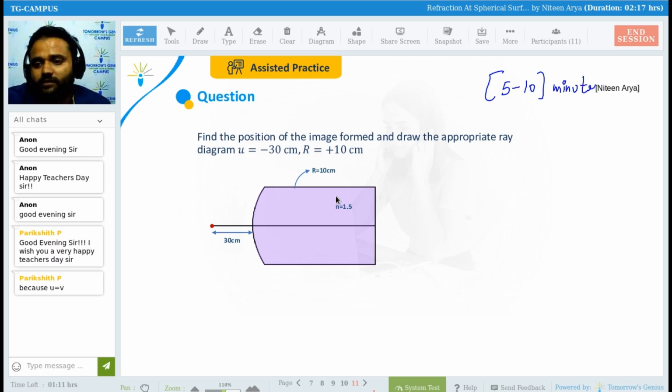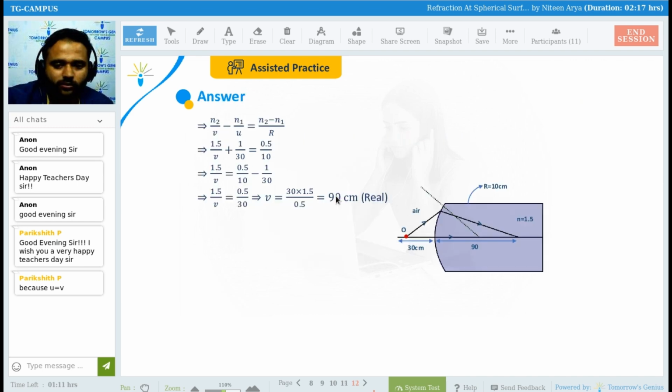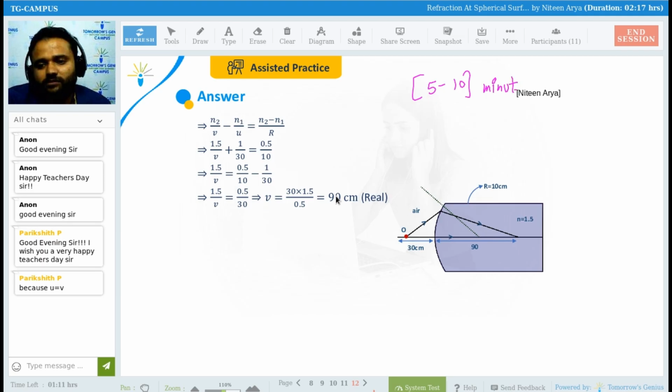V equals 90. Wait a minute, beta. I don't know, I need to check even. Yeah, we can take 90 because that is very easy to understand. Yes, V equals 90 centimeter, and that is going to be real. Okay, so that is the solution, and that is how we can draw the diagram. So on this page, take a 5 to 10 minutes break, not more than 10 minutes.